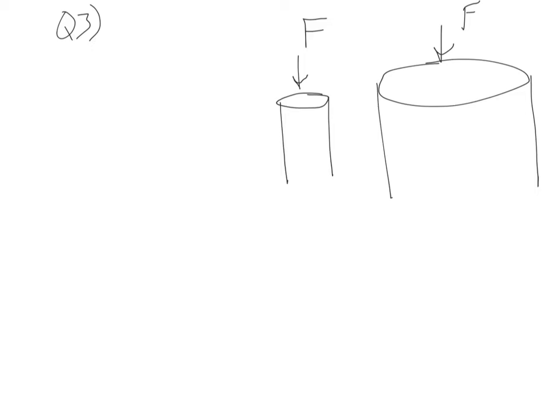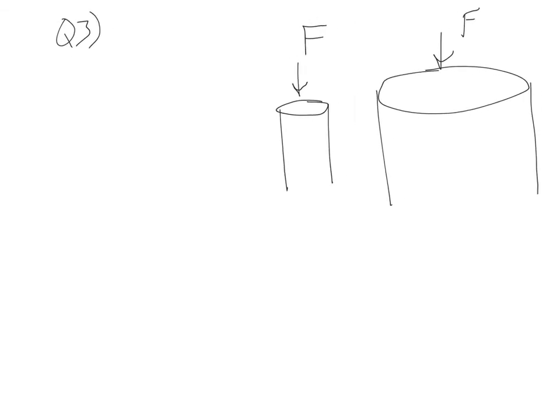two cylinders that contain air. One has a piston with a large area, the other has a piston with a small area. So we have our large area piston and our small area piston. In which cylinder will the pressure be the greatest? And we have to explain why.